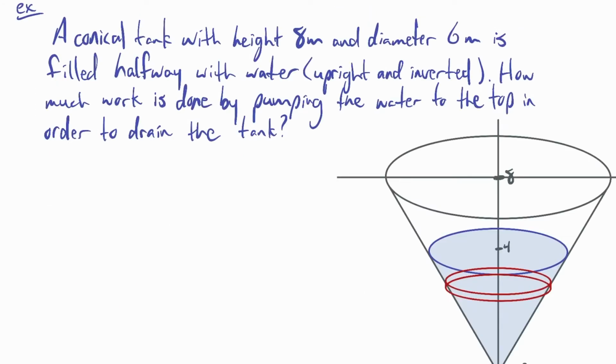So, a conical tank with height 8 meters and diameter 6 meters is filled halfway with water. The tank is upright and inverted. How much work is done by pumping the water to the top in order to drain the tank?